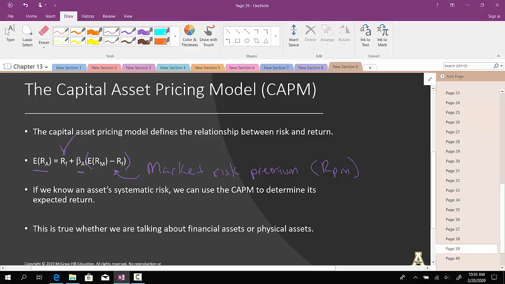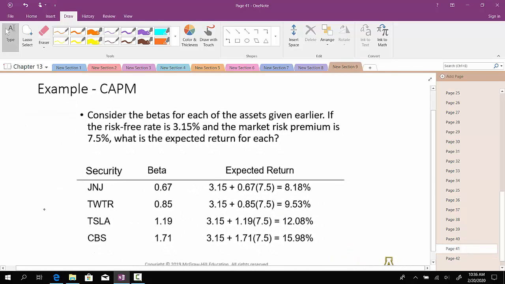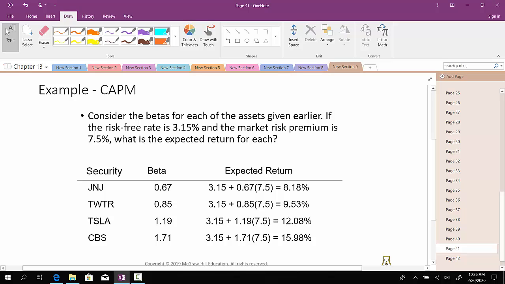Again, the market risk premium is simply the difference between the expected return on the market less the risk-free rate. Thus, if we know the asset's systematic risk measure, which is going to be proxied by beta, we can go through and determine its expected return. So if we look at this particular chart here, hypothetically, let's say we had 4 different stocks: Johnson & Johnson, Twitter, Tesla, and CBS Corp. If we know that the beta for each stock is given to us, and we know that the risk-free rate is measured as 3.15%, and the market risk premium is 7.5%, we can go through plugging these values into the CAPM and solve for the expected return.